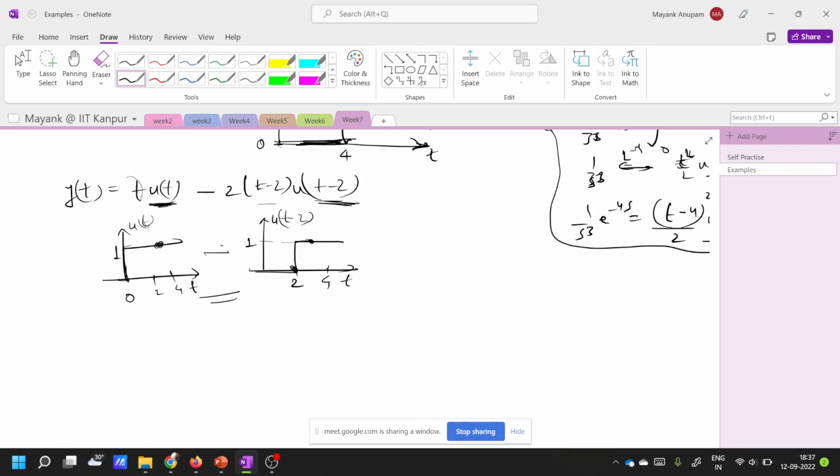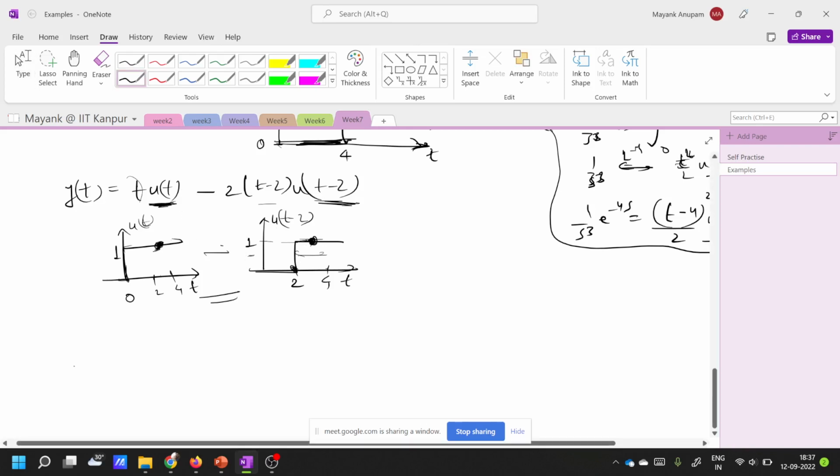So u of t is also non-zero between t equal to 2 to 4. U of t minus 2 is also non-zero between t equal to 2 to 4 in this range. Correct? So both of these are equal to 1. Non-zero, equal to 1.